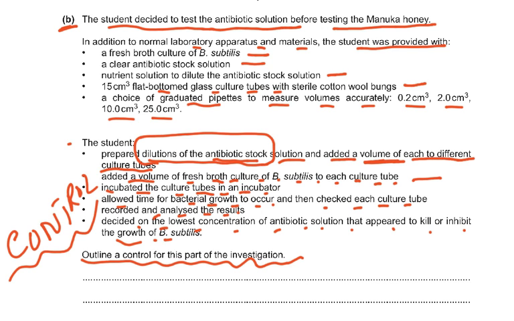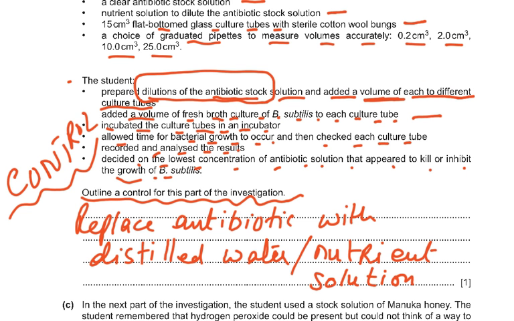So basically, what is a control? In an enzyme practical, it's usually you remove the enzyme or you boil the enzyme. But here, boiling the antibiotic is not going to kill the antibiotic. So you replace the antibiotic with distilled water or you replace it with nutrient solution. So basically, you should know the concept of control. We teach it to you even in O levels. We keep on telling you about the control in the photosynthesis chapter and all these different chapters. So you must know what a control is. So how would you word it? Replace the antibiotic with distilled water, or you can say replace it with the nutrient solution.